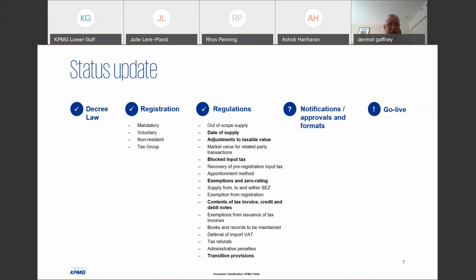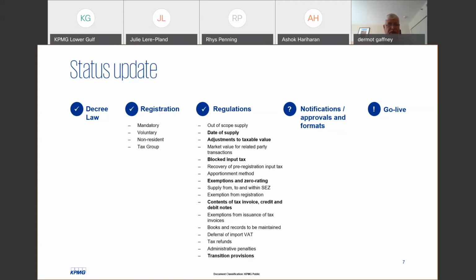As you can see from the slide, the decree law came out last year in October, and it states that the tax shall come into force 180 days after the decree law was enacted. That's where we get the date of the 16th of April. Many people have wondered why it falls in the middle of a month, but that's why the 180-day criteria brings us to the 16th. The first tranche of registrations should all now be in place.